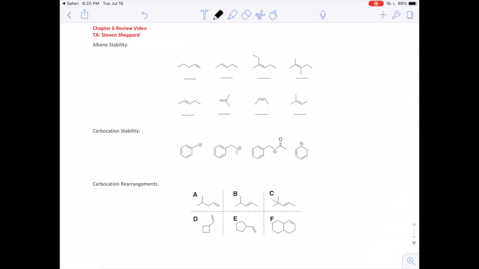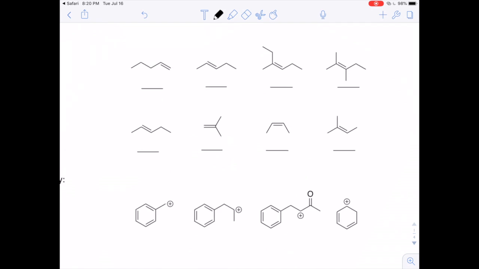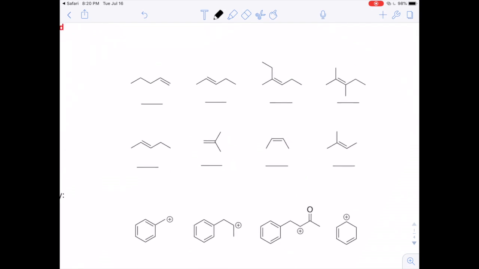So the first topic in this chapter is alkene stability. When determining the stability of alkenes, we just use the general rule of the more substituted that pi bond is, or the more carbon chains that are attached to that pi bond, the more stable that molecule is going to be. Meaning, a tetra-substituted alkene would be greater than a tri-substituted alkene, which is greater than a di-substituted alkene, which is greater than a mono-substituted alkene. So maybe it's a good rule of thumb for you to classify the types of alkenes in the starting material, and that might help you rank the relative stability of these alkenes.